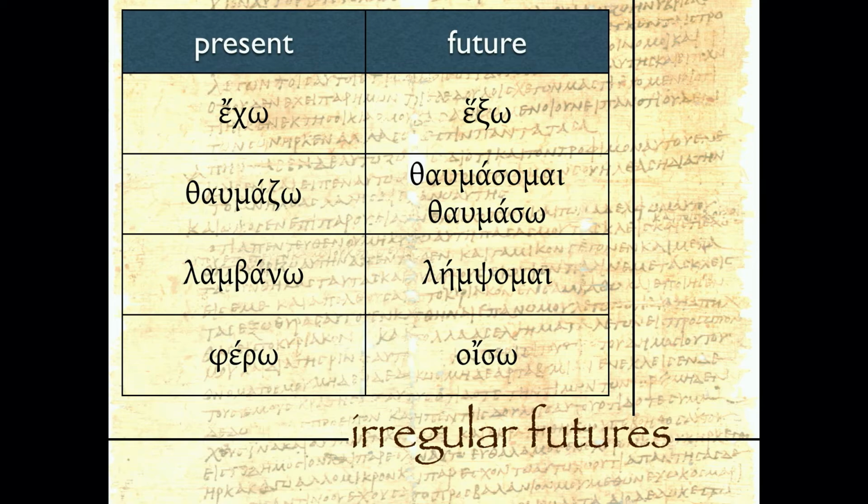Lambano becomes lampsomai. This is quite common. We see it quite a bit. So this is another one to learn as its own vocab word. And then phero strangely becomes oiso, which looks nothing like phero. Again, better to learn it as its own vocab word.